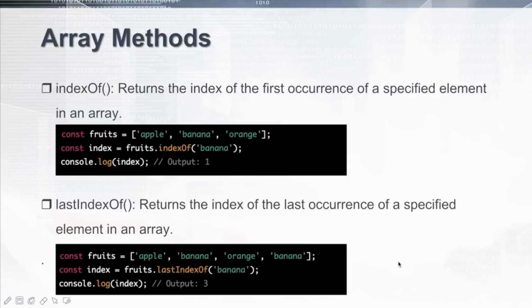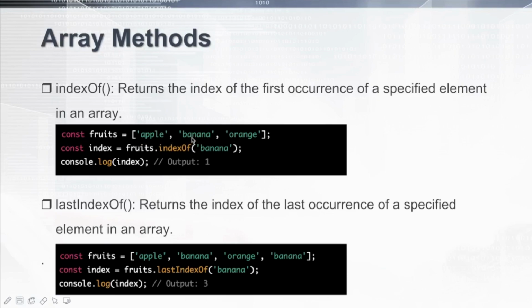In this video, we're going to look at indexOf and lastIndexOf. So the indexOf array method is used to get the index of the first occurrence of a specified element in an array. So if I have an array like this and I want to get the index of banana, so where banana first occurred in this fruit element.